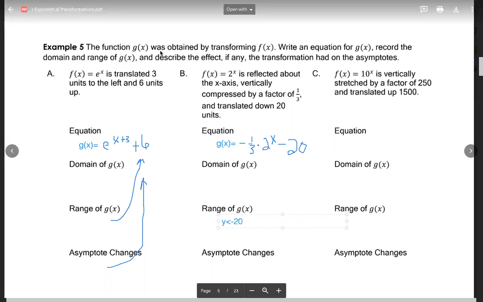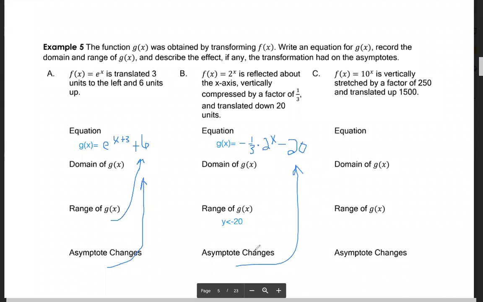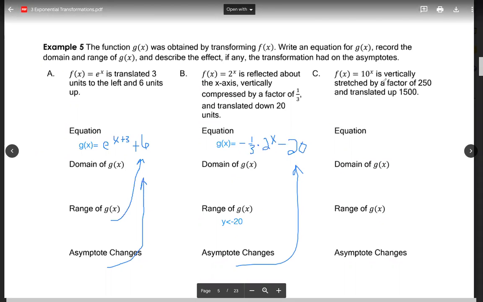Okay, same thing. The asymptote is going to follow this information right here. Okay, so you would just have y is equal to negative 20. All right. Couple more things right here. I'm not going to do this one, but 10 to the x is vertically stretched by a factor of 250 and translated up 150. So again, it would be g of x is equal to, and then you would have the 250 times, okay, so on and so forth, and then the up 150 at the end.